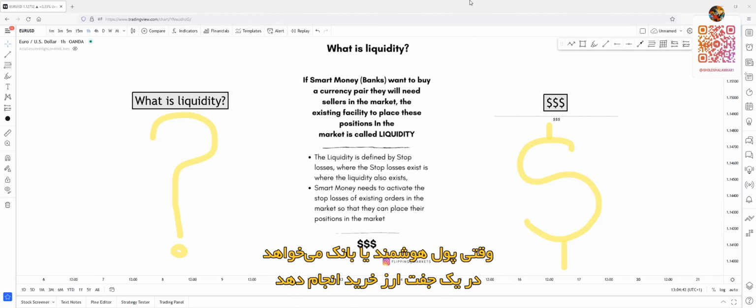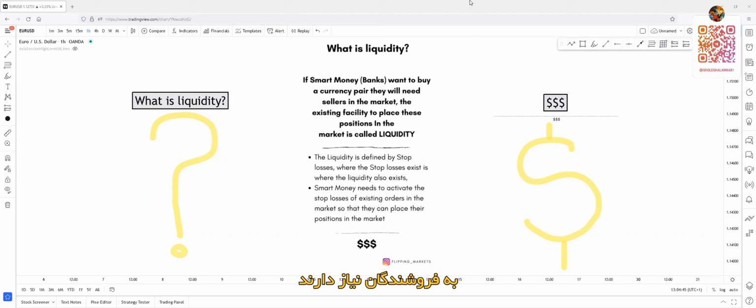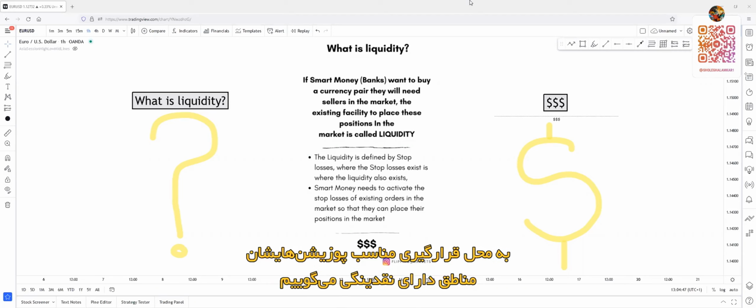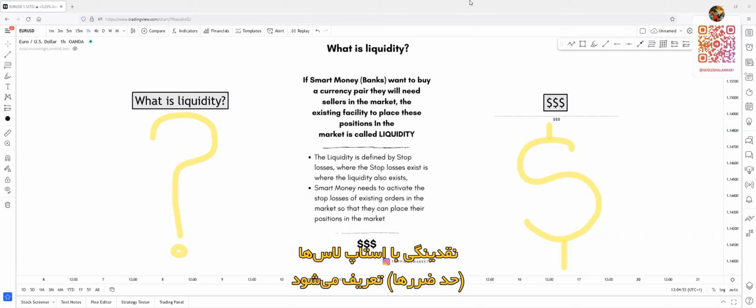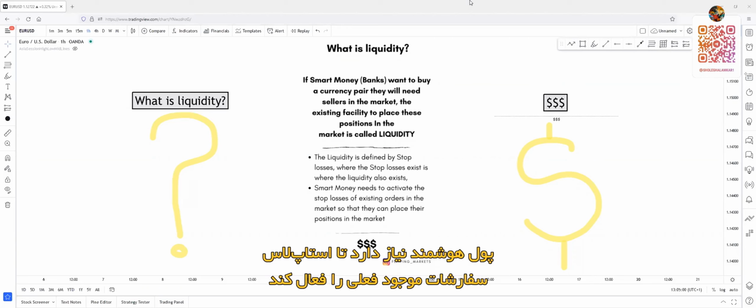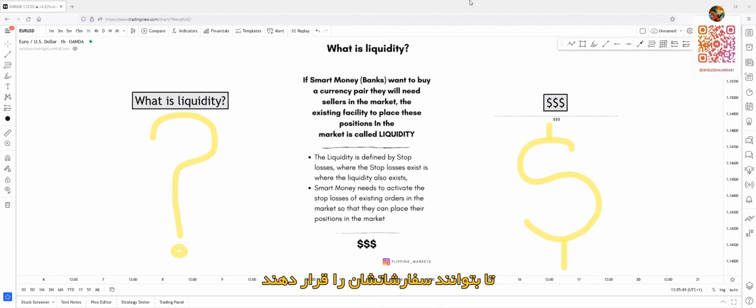If smart money or banks want to buy a currency pair, they will need sellers in the market. The existing facility to place these positions in the market is called liquidity. The liquidity is defined by stop losses. Where the stop losses exist is where the liquidity also exists. Smart money needs to activate the stop losses of the existing orders in the market so that they can place their positions in the market. Okay, let's see some examples for this.